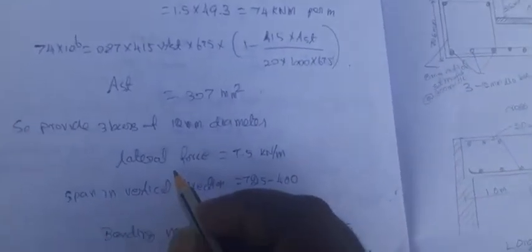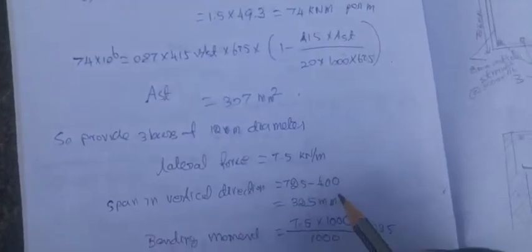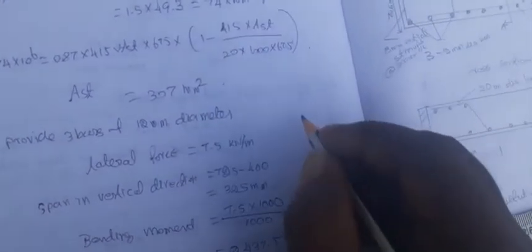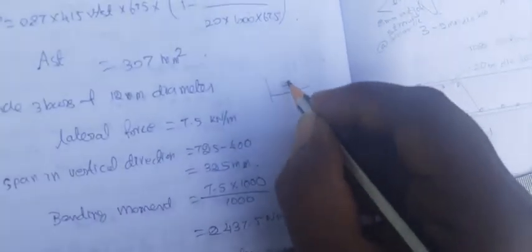Then we know the lateral force we are considering is 7.5 kilonewton per meter. The span in the vertical direction is 725 minus 500. That means this is the road side, and this is the 0.6 meter curb.